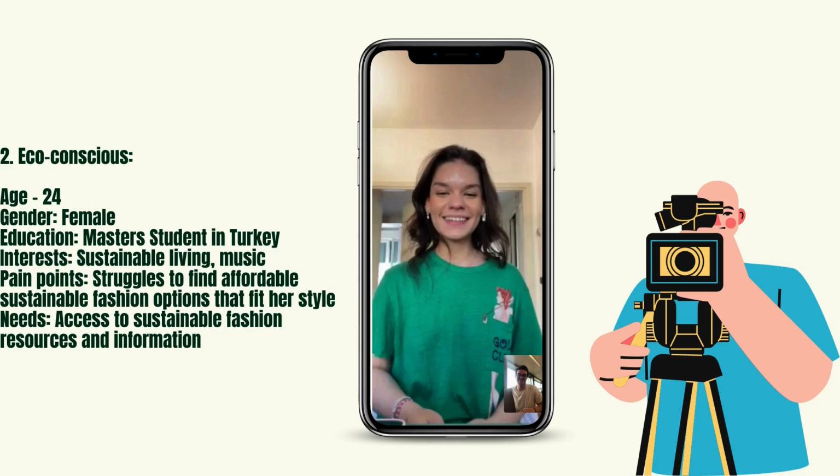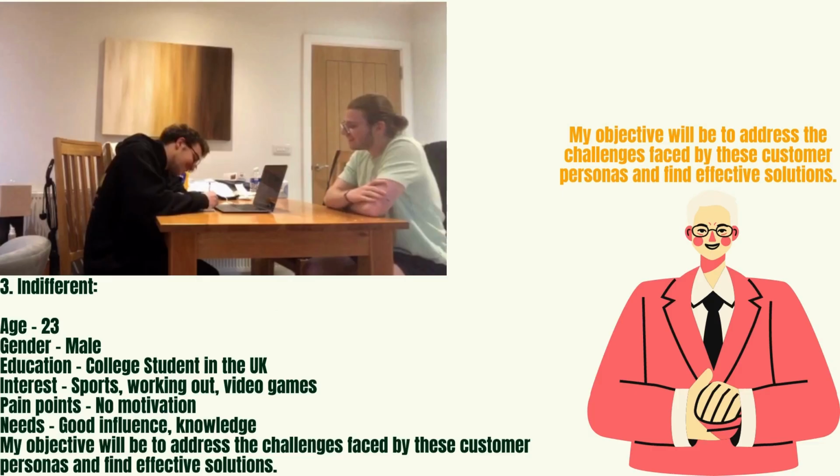The second person that I interviewed was eco-conscious. She is 24 and she is doing a postgraduate degree in Turkey. Her interests are sustainable living and music. Her pain points are struggles to find affordable fashion options that fit her style, and her needs are access to sustainable fashion resources and information.